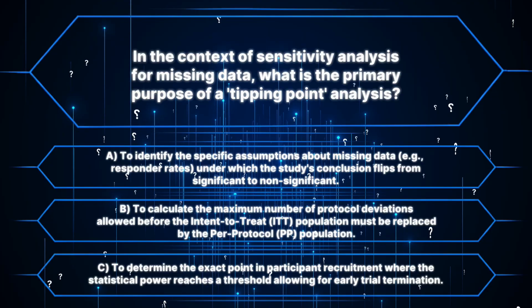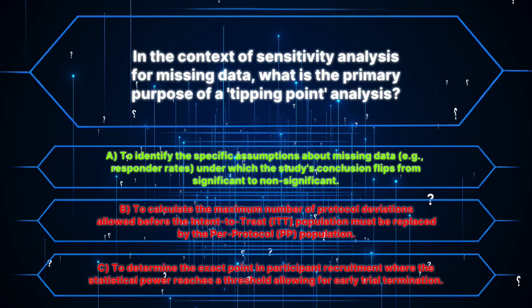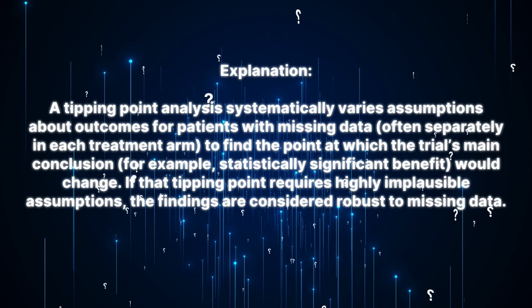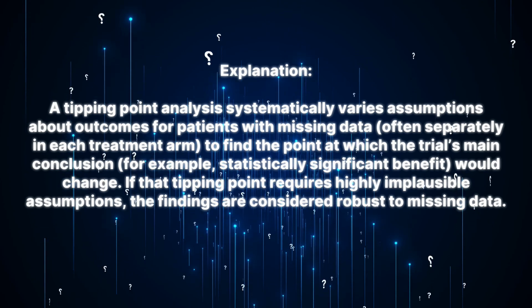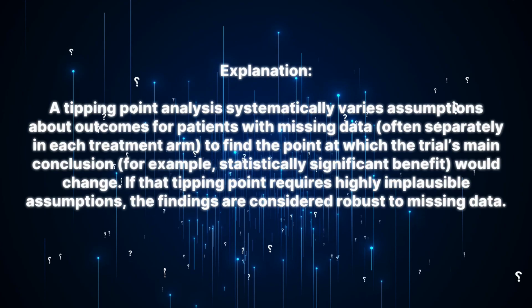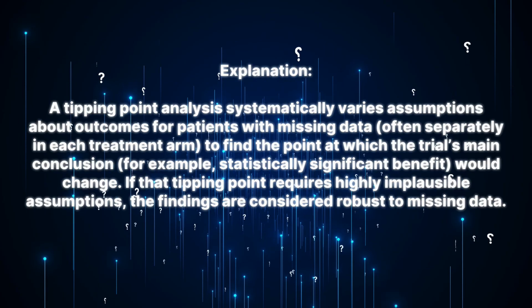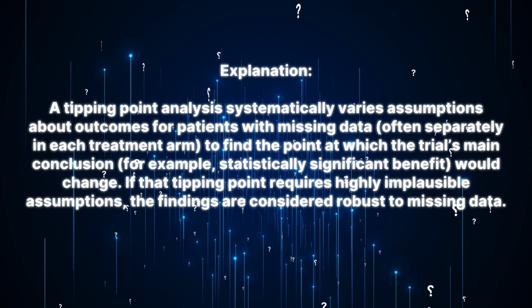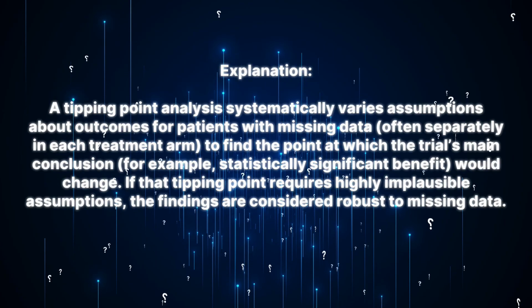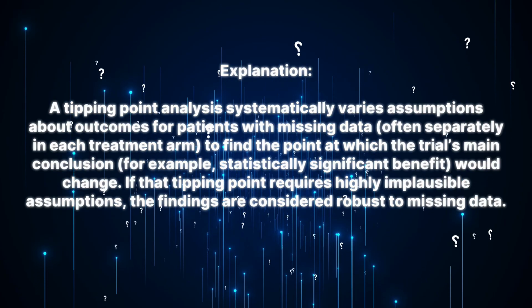And the correct answer is A. A tipping point analysis systematically varies assumptions about outcomes for patients with missing data, often separately in each treatment arm, to find the point at which the trial's main conclusion, for example, statistically significant benefit, would change. If that tipping point requires highly implausible assumptions, the findings are considered robust to missing data.